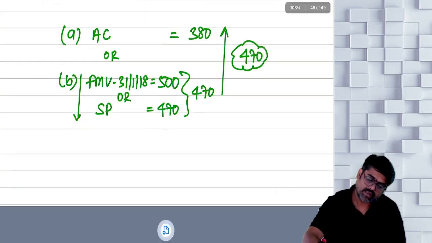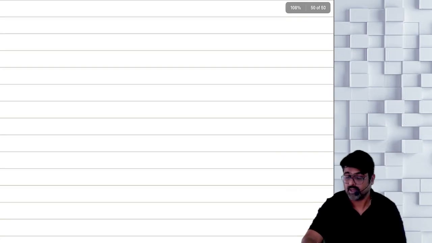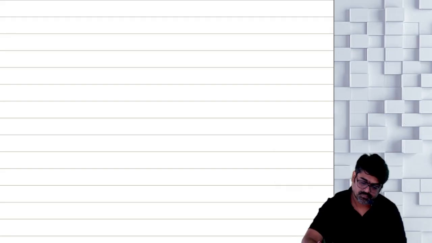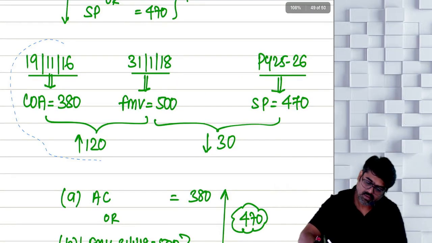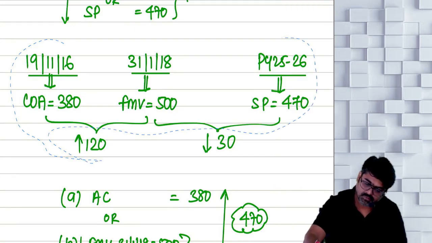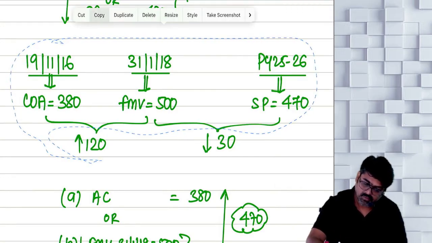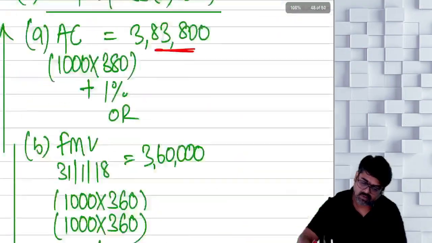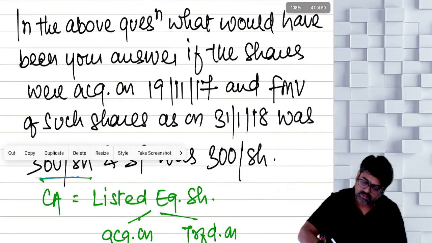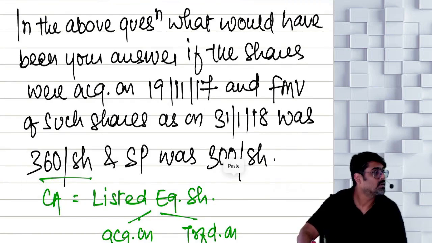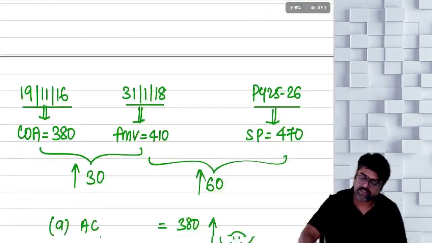Understanding? Now tell me, third case also I told you. In the third case, I changed my fair market value as well as selling price. I took the same thing, and instead of 500, I took the fair market value at what? Check. I took the fair market value as 360 and selling price I took 300. Yes or no? So let's take that only, same to same.